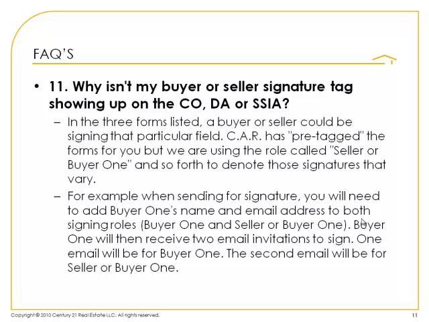Why isn't my buyer or seller signature tag showing up on the CO, DA, and SSIA? CO, of course, is the counter offer. DA is dual agency. SSIA is the short seller information advisory. I'm going to go through an example using one of these forms.